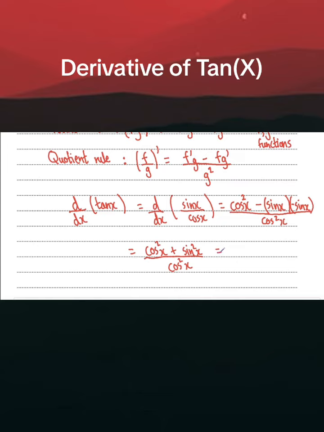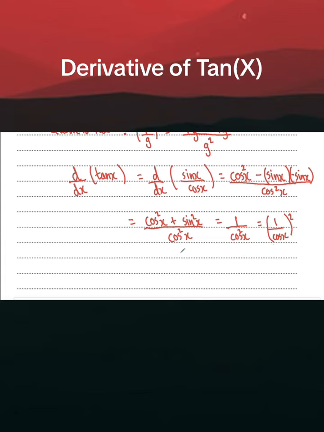Well, we know cosine squared of x plus sine squared of x is equal to 1. That's a very famous identity that you should know. And then 1 divided by cosine squared of x, well, we know that's the same as 1 divided by cosine of x all squared, because 1 squared is just still 1, and that is equal to the secant of x all squared. Secant of x is just 1 over cosine x, and this is equal to secant squared of x.